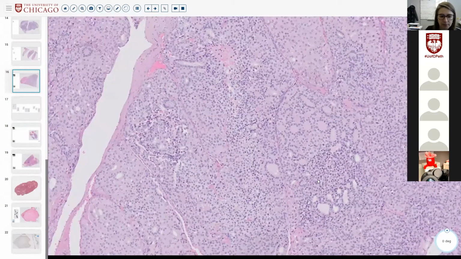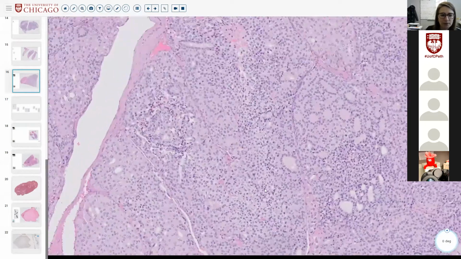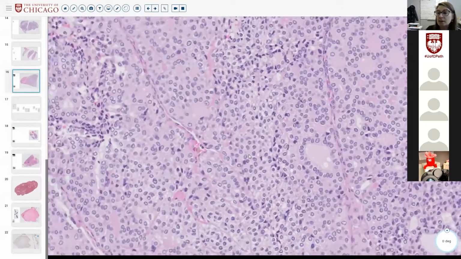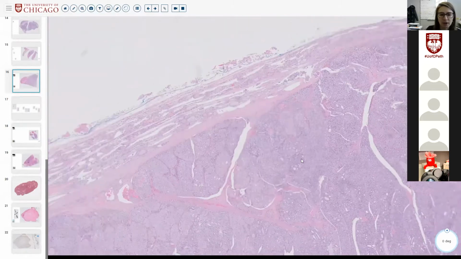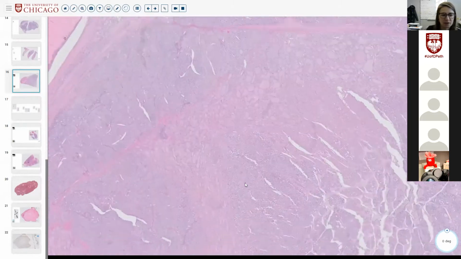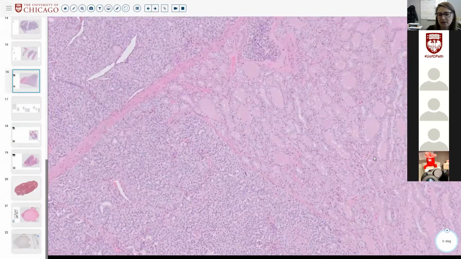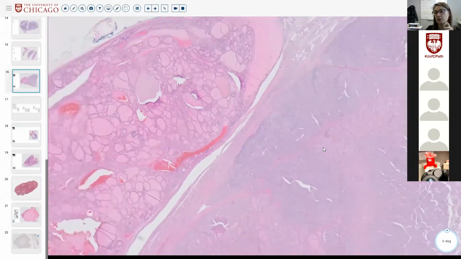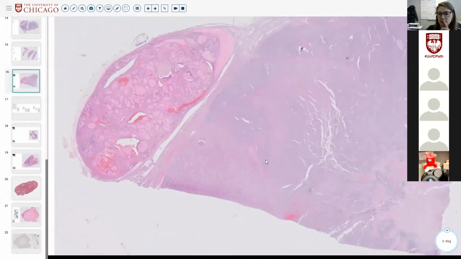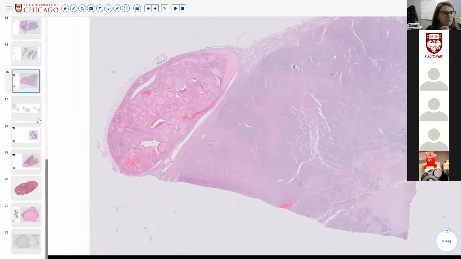So don't forget about poorly differentiated, because it sneaks up on you, and you might otherwise just call this some other follicular neoplasm if you don't remember to check off all of those boxes of criteria. So yes, this is poorly differentiated. It's 8:59.